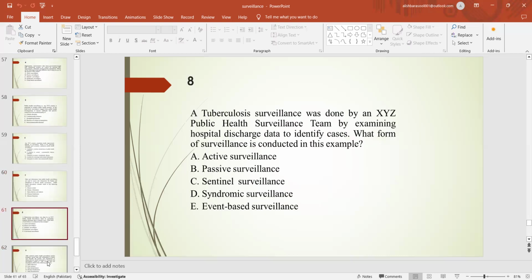A TB surveillance was done by an XYZ public health surveillance team by examining the hospital discharge data to identify the cases. What form of surveillance is conducted in this example? A, active, B, passive, C, sentinel, D, syndromic, or E, event based? It's A, active surveillance.